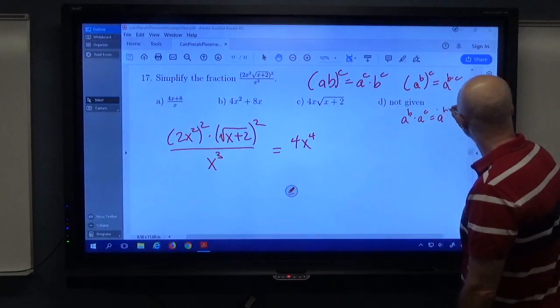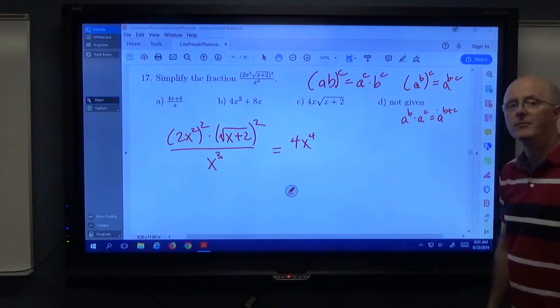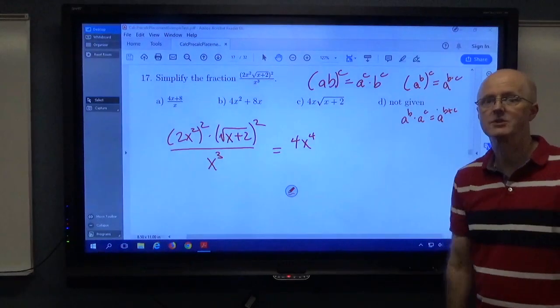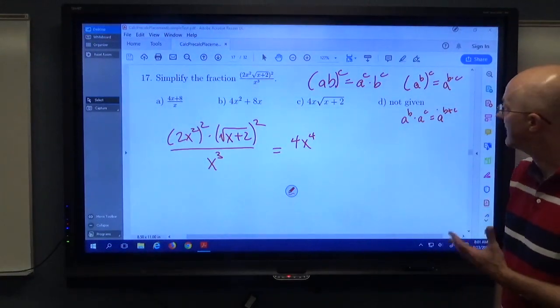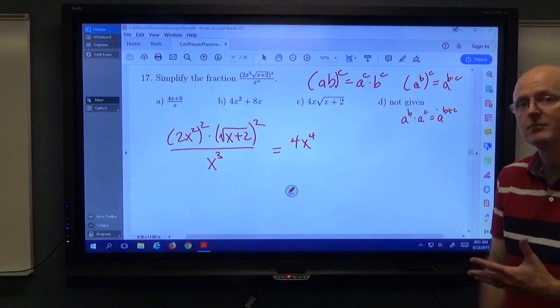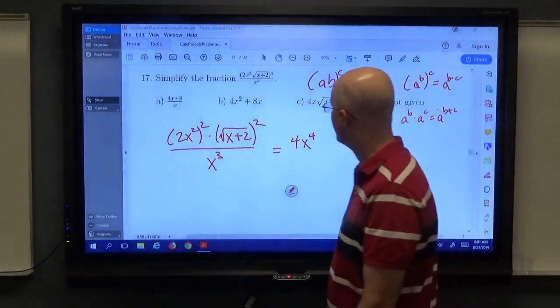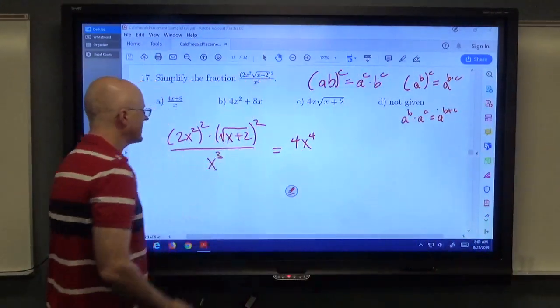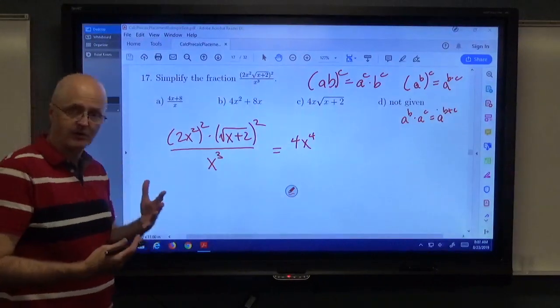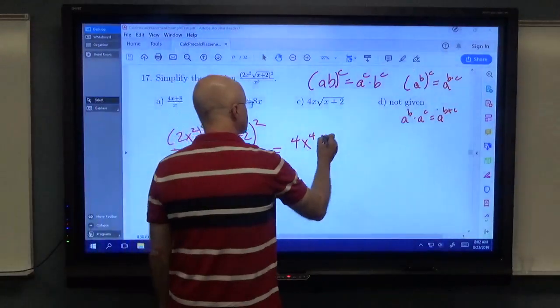And you can reason these all out like I did in the last video, at least when the exponents are positive integers, whole numbers, by thinking about the meaning of exponentiation in terms of repeated multiplication. Square root of x plus 2 squared makes the square root go away. They're inverse functions. You get x plus 2.